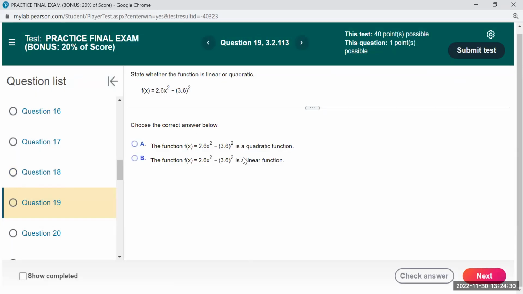State whether the function is linear or quadratic. f of x equals 2.6 x squared minus 3.6 x squared. So is it linear or quadratic?